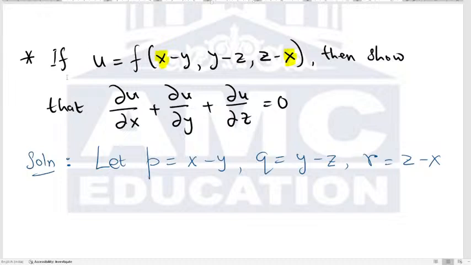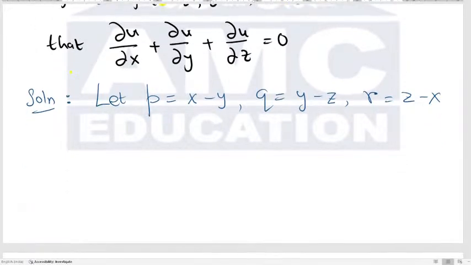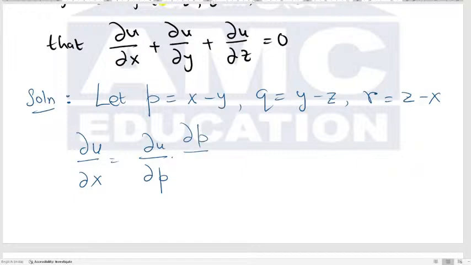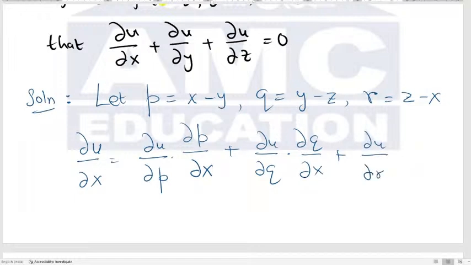So we will use the rule of total derivative, which is the chain rule. Dou u by dou x will be equal to dou u by dou p multiplied by dou p by dou x plus dou u by dou q multiplied by dou q by dou x plus dou u by dou r multiplied by dou r by dou x.